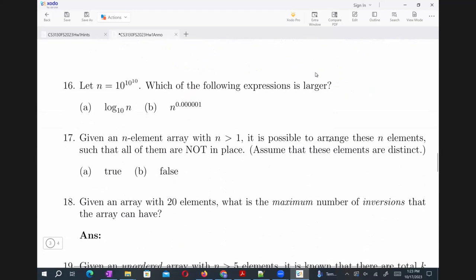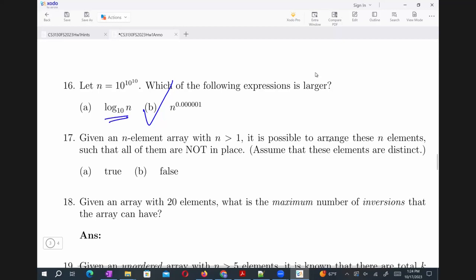Number 16. The answer is B. Although many students picked B, I feel they may not know how to calculate the value of B. I saw they tried to do the calculation on their paper, but I couldn't see the correct calculation. So here, I want to show it, because I believe most of you couldn't do it.